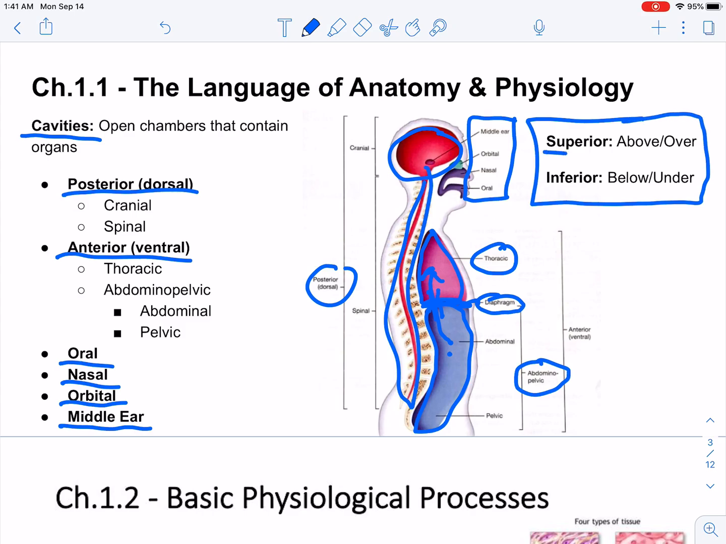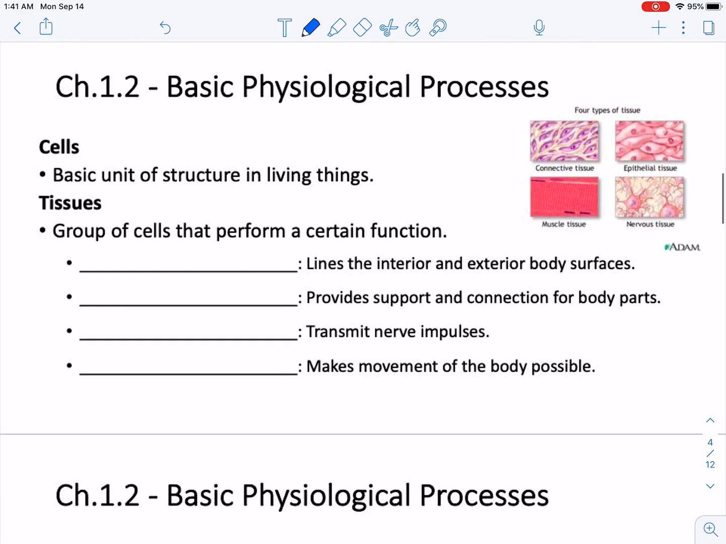Some confusing terminology over here. If you ever hear the word superior, don't think of it as meaning better. It actually just means above or over, higher up than something else. Inferior, again, doesn't mean it's worse. It just means it's below or under. That's good terminology to keep in mind. It means a slightly different meaning in physiology.